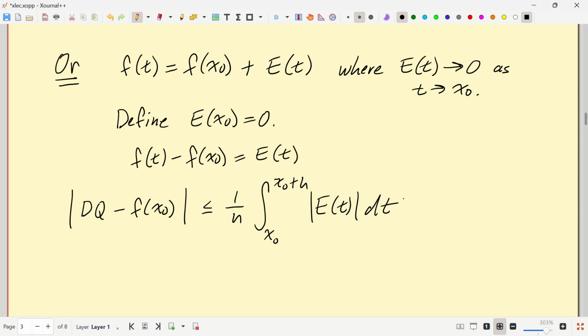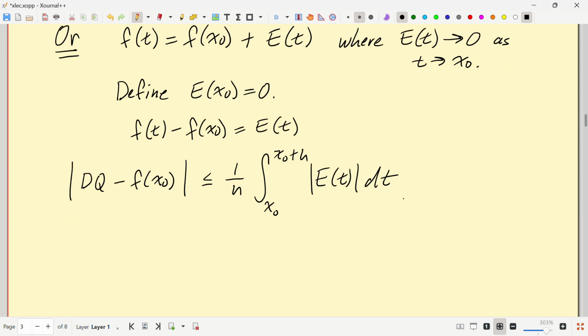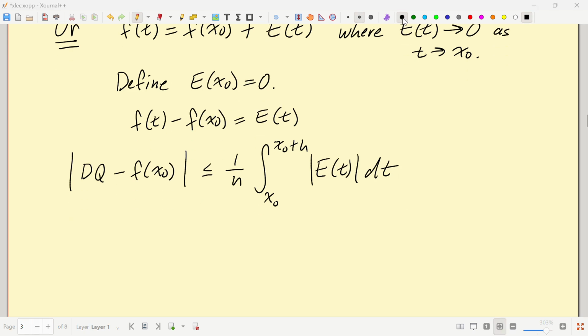And then it's exactly the same basic facts, but that makes it clear that you're integrating something small on a small interval. So it's like small squared. And then you divide by something small and you get small. Okay, so that's the first version of the fundamental theorem of calculus.